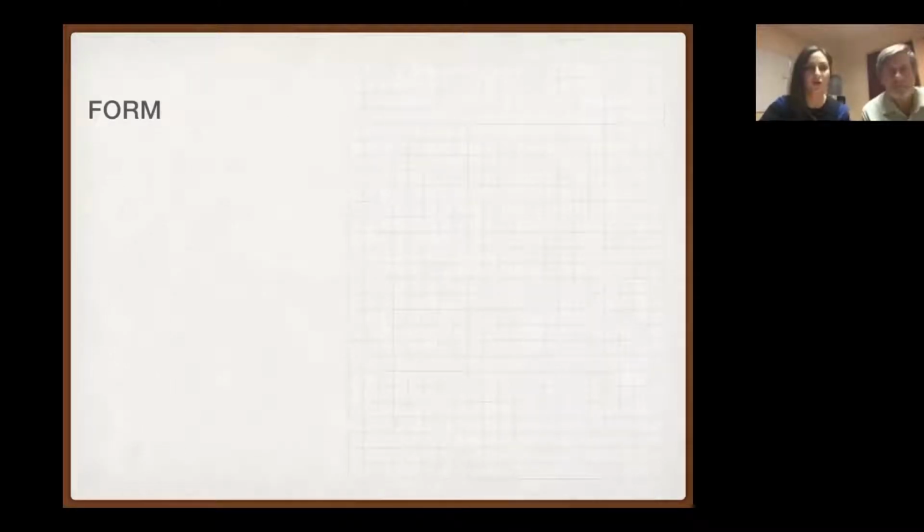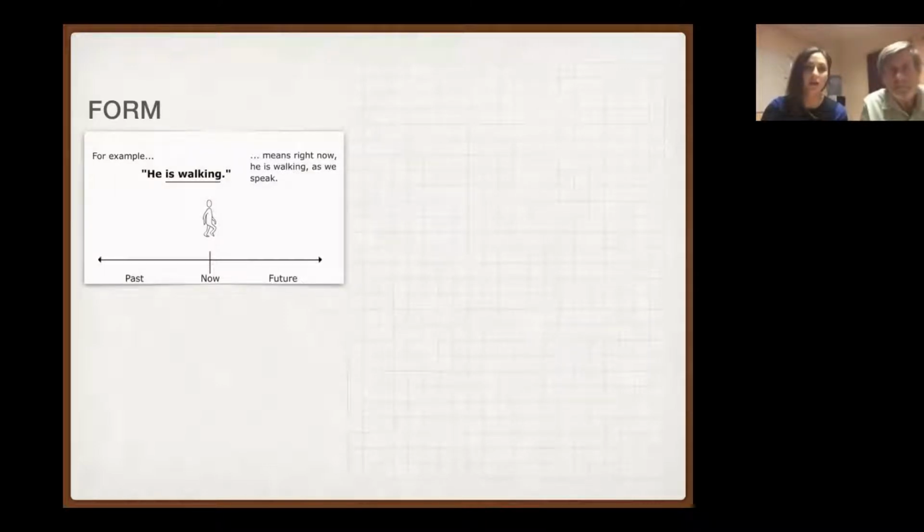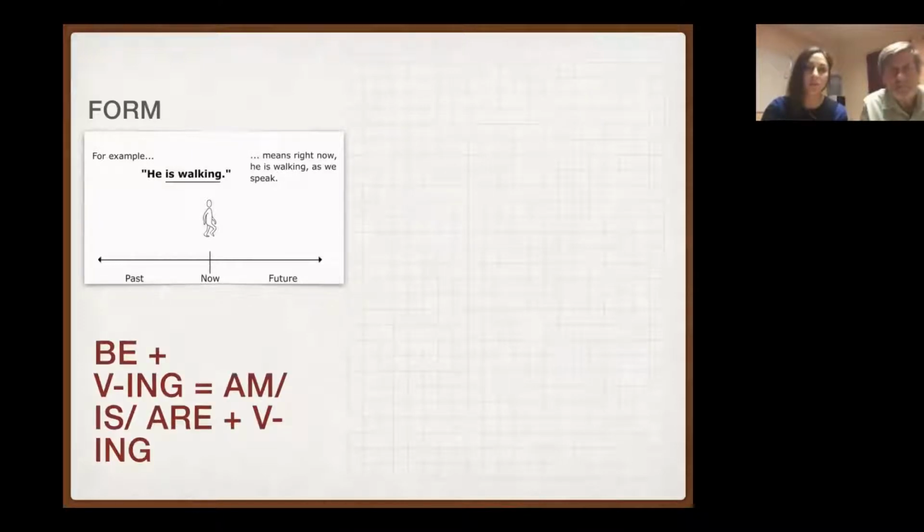Now we'll talk about the form of present continuous, and probably you have already noticed that the formation consists of two parts, because we have used a few sentences already and you've seen some examples. Once again, he is walking, and is the form of the verb to be, followed by the verb walk with ing ending. And I will just remind you that there are three forms of the verb to be, which is am, is, and are.